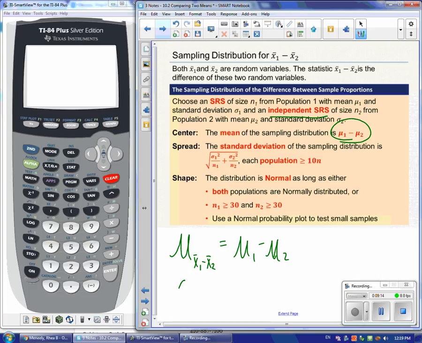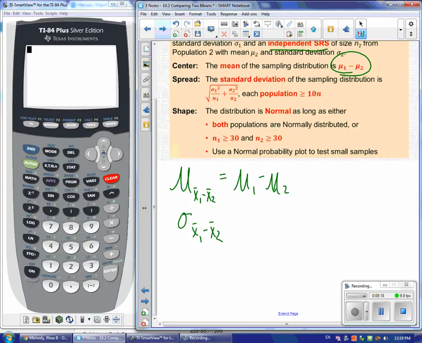And if I'm doing the standard deviation of x bar sub 1 minus x bar sub 2, remember the standard deviation is just going to be the square root of the sum of the variances. Well, if I'm dealing with a standard normal distribution, if I'm given the population standard deviations, then I'm going to have my variance of population 1 over n1 plus my variance of population 2 over n2.